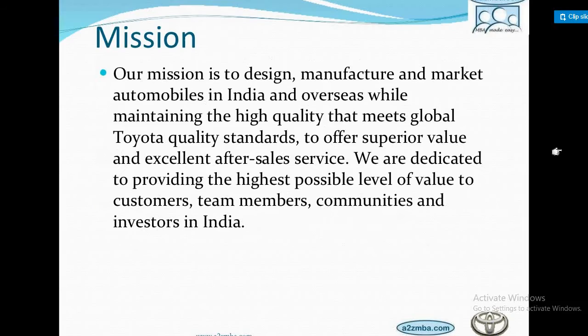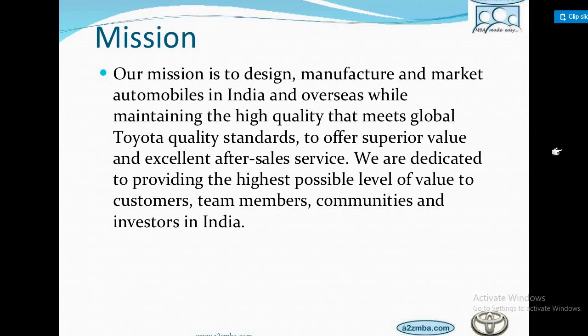Okay, so going further, what are the different missions of our Toyota production system? Our mission is to design, manufacture and market automobiles in India and overseas while maintaining the high quality that meets global Toyota quality standards, to offer superior value and excellent after sales service. Okay, this is the mission of the Toyota production system.